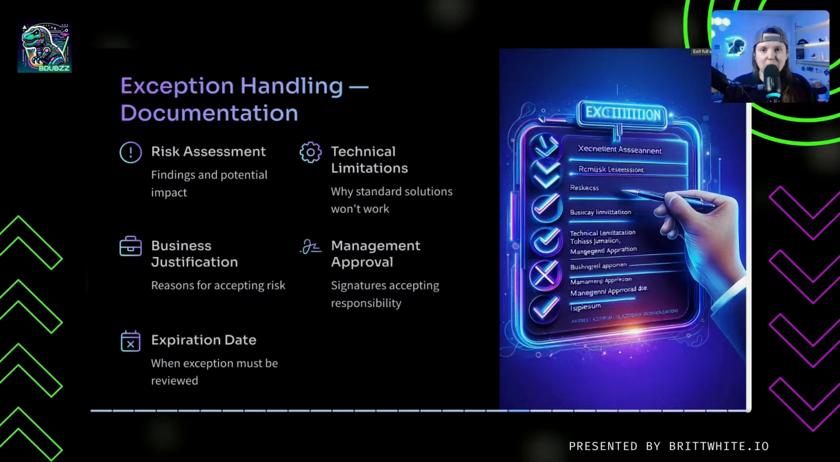Finally, we must set an exception expiration date. We don't want these exceptions hanging around forever. They're going to need regular reviews to check and make sure that they're still valid. This is risk acceptance in action.